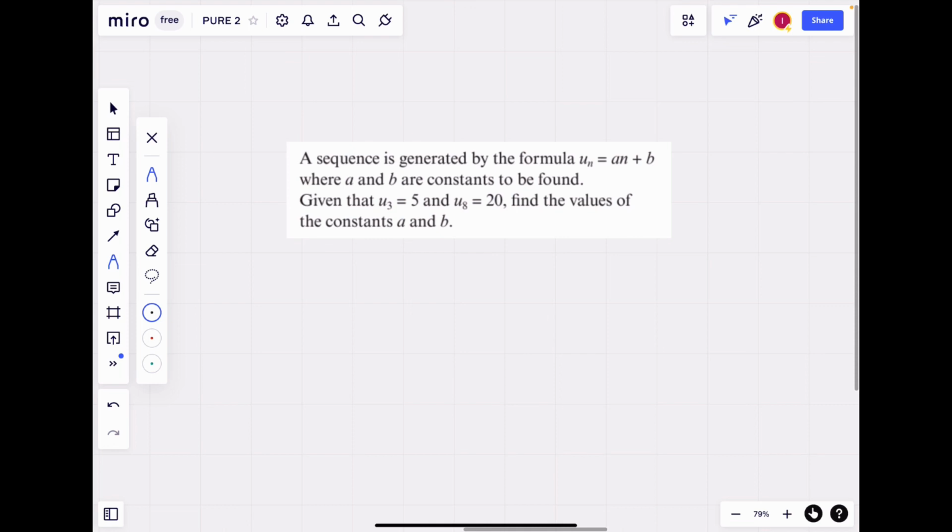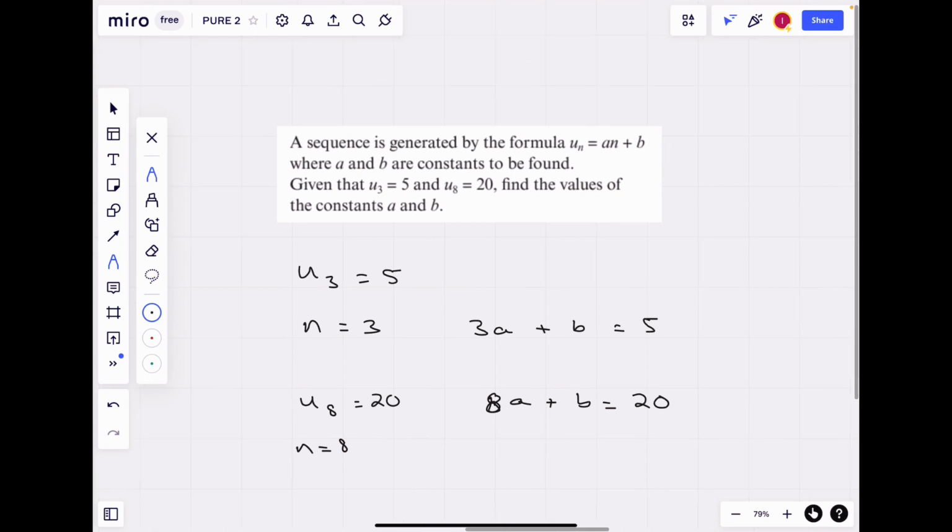Right, so if u3 is equal to 5, that means my n is equal to 3. 3a plus b equals 5. So for u8 equals 20, n equals 8. 8a plus b equals 20. What you've now got is a simultaneous equation. And now it's just a matter of solving it.